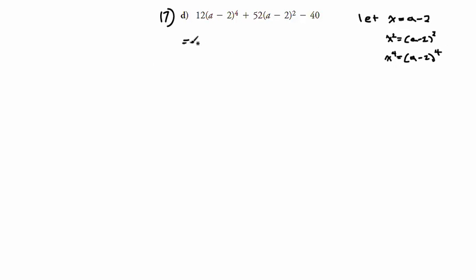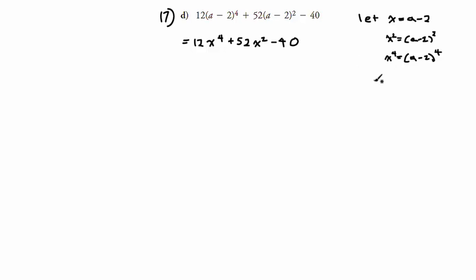Right, so this equals 12 bracket, well, a minus 2 was x, right? So this is actually x to the power of 4. And this is plus 52 bracket, this is actually x squared, and that's minus 40. So I think we can all agree that this is a lot simpler to deal with than this. But this is still complicated. It's a degree 4 polynomial.